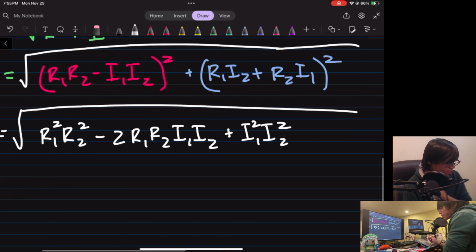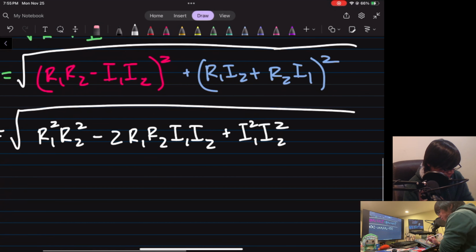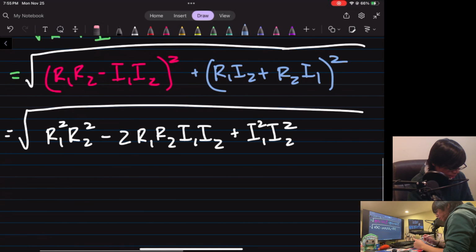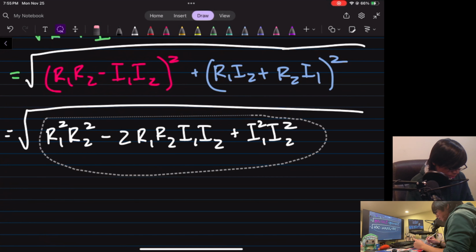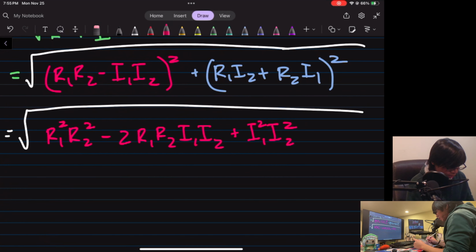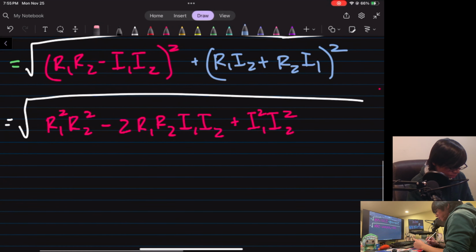And yeah, I think that should be it for the left-hand side. And I guess I should have kept that in red. And then we have our blue. So kind of similar thing here. We have R1, I2 squared. Both of those are squared. And we have plus 2.